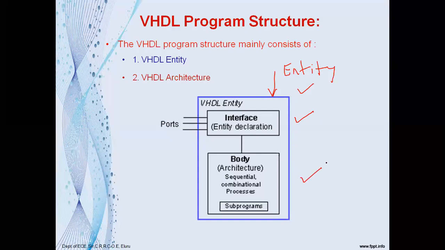And there are other design elements, which are the configuration declaration, package body and package declaration. They will come internally to this architecture, or they may come to the entity declaration also. So that's why mainly we will discuss the VHDL entity and VHDL architecture. The remaining are also very important: configuration, declarations, package. So the program structure consists of the VHDL entity and VHDL architecture.